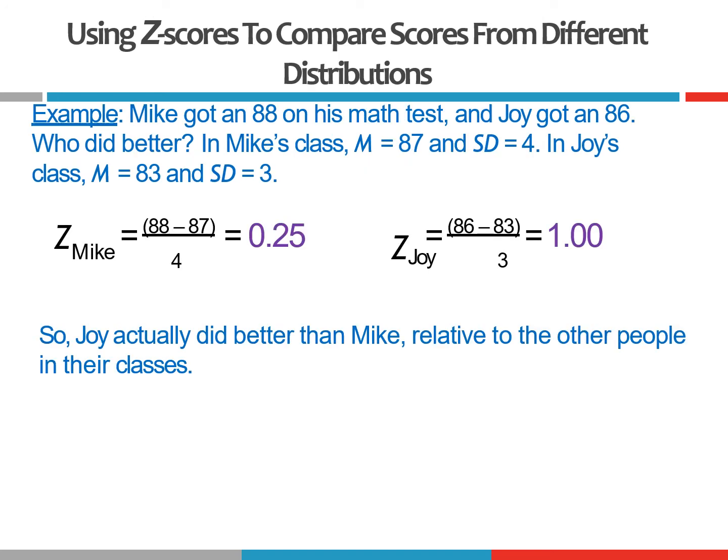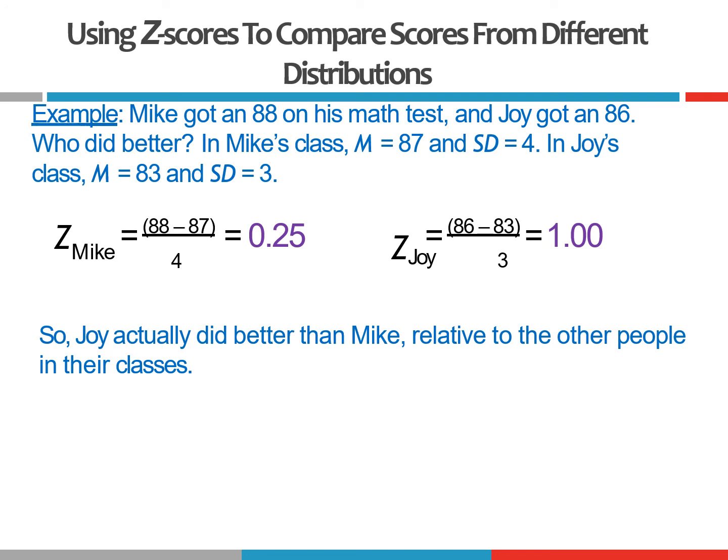Okay, so for Mike's z-score, we would take his value of x, which is 88, and subtract the sample mean, which is 87. That gives us a 1 divided by the standard deviation in Mike's distribution, which is 4. That gives us a positive z-score of 0.25. So that essentially means that Mike's exam score is 0.25 standard deviations above the mean.